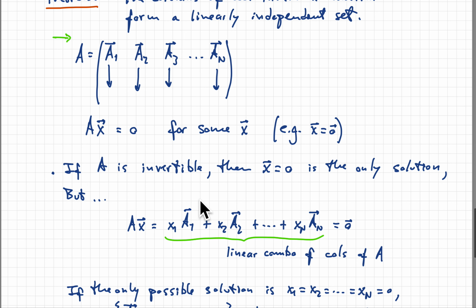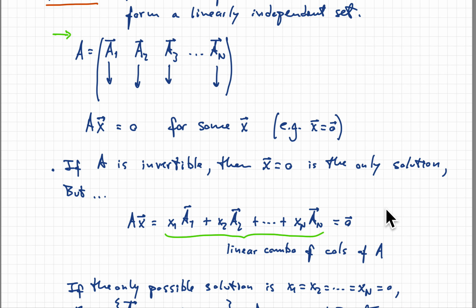And so this is clearly a linear combination of the columns of A. And if that is equal to the 0 vector, the only way to get that is that X is equal to 0, because A is invertible and the only element in the kernel of A is just 0. Then it must be that the only way to get this equal to 0 is that all the X's are 0.